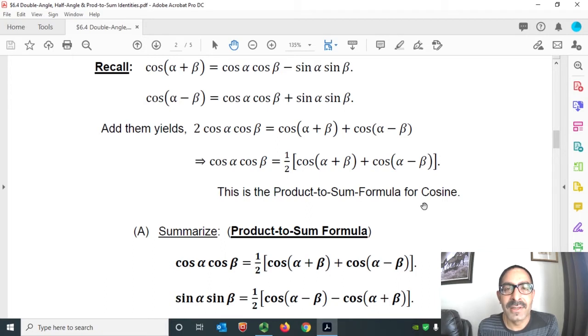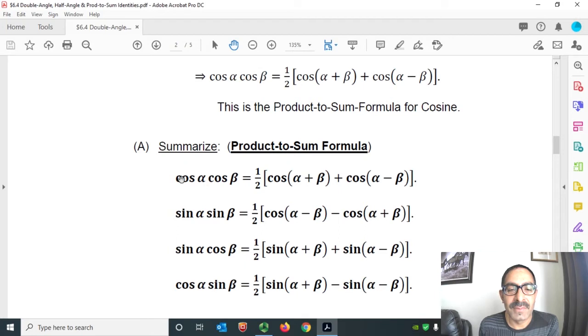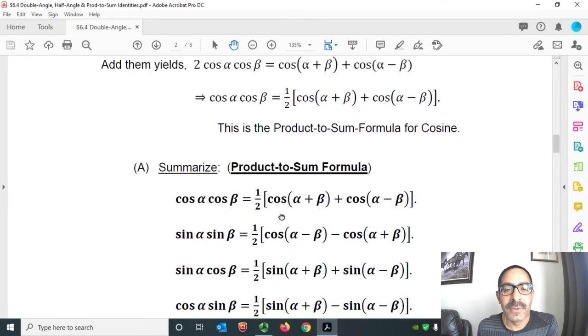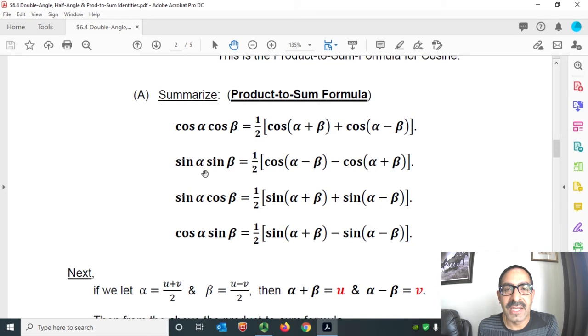And similarly, you can find the product to sum formula for sine. Let me summarize on the table below. So cosine alpha times cosine beta turns out to be 1/2, cosine of alpha plus beta plus cosine of alpha minus beta. Similarly, if you repeat this procedure for sine, then sine alpha times sine beta turns out to be 1/2 times cosine of alpha minus beta minus cosine of alpha plus beta. So here, the left hand side is both sine, and my right side has both cosine.